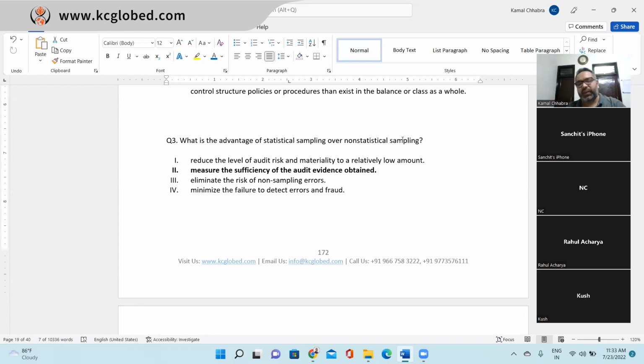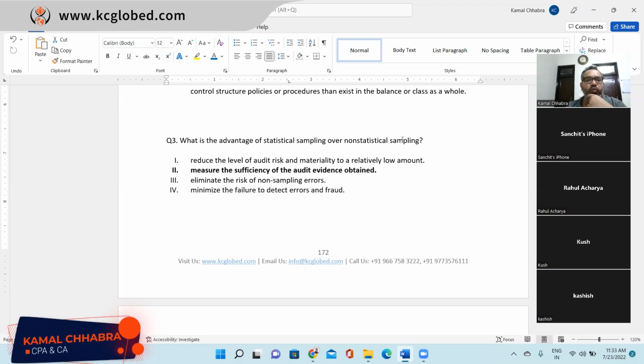Does any sampling technique reduce the level of audit risk? No, sir. First one is eliminated. Does any sampling technique minimize the failure to detect error? No, sir. The answer is no. So fourth is eliminated. Yes, sir. So you need to choose only between second and third option.